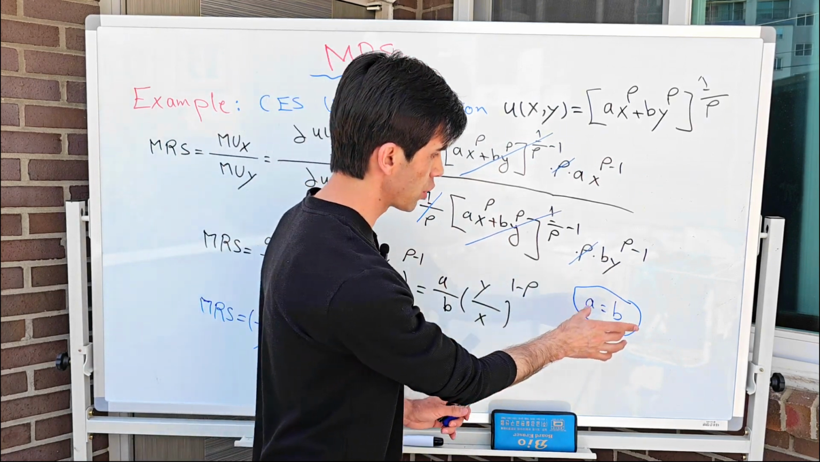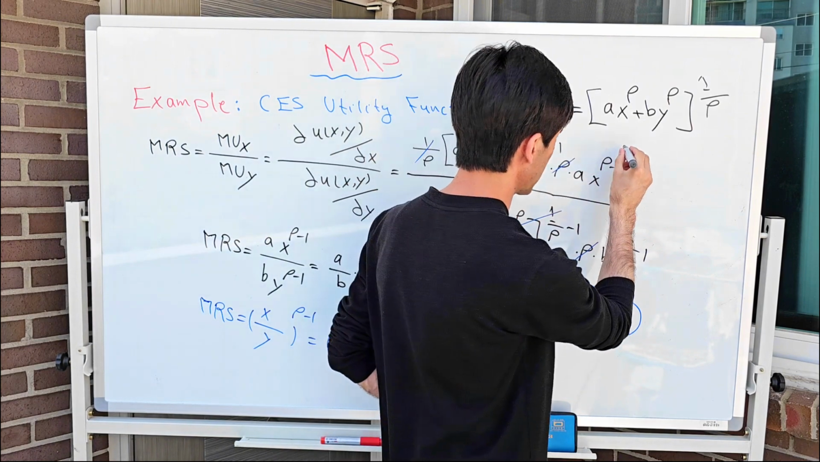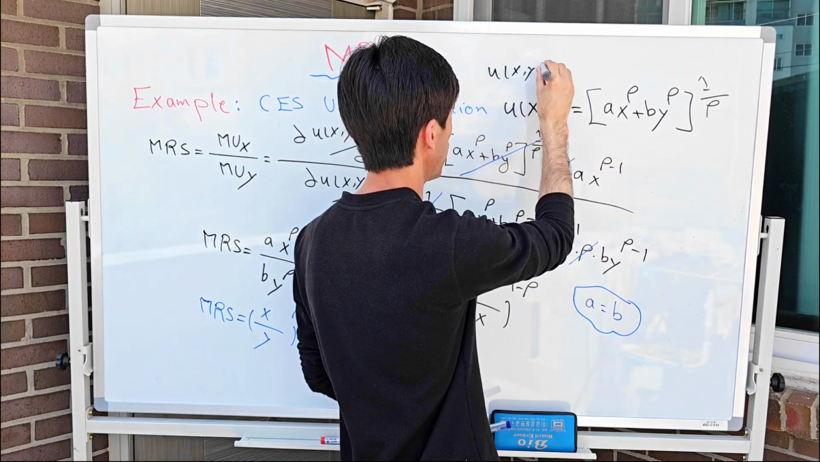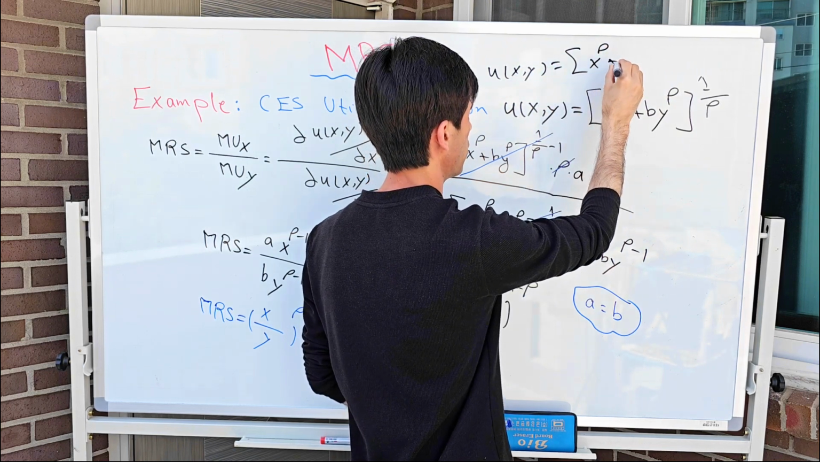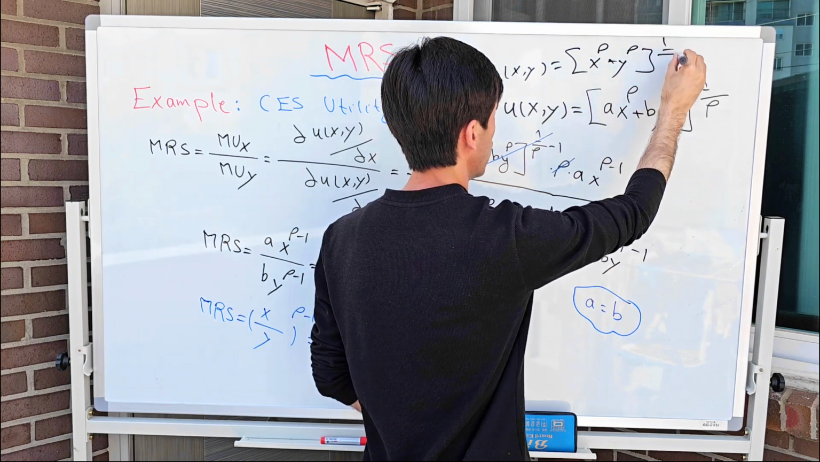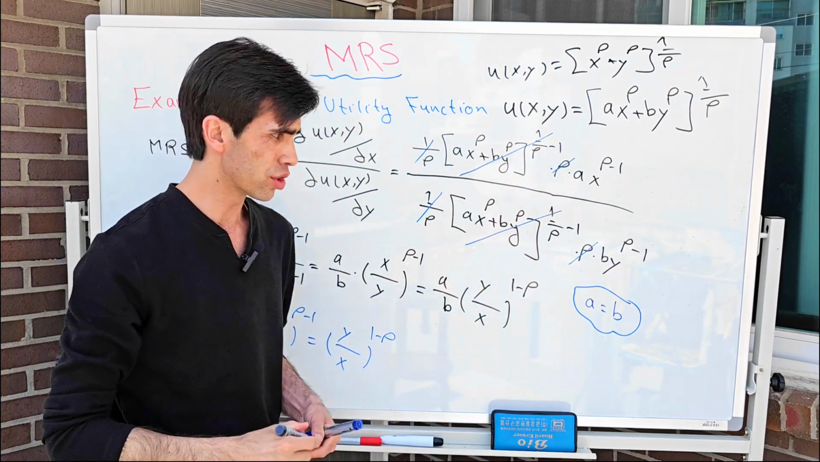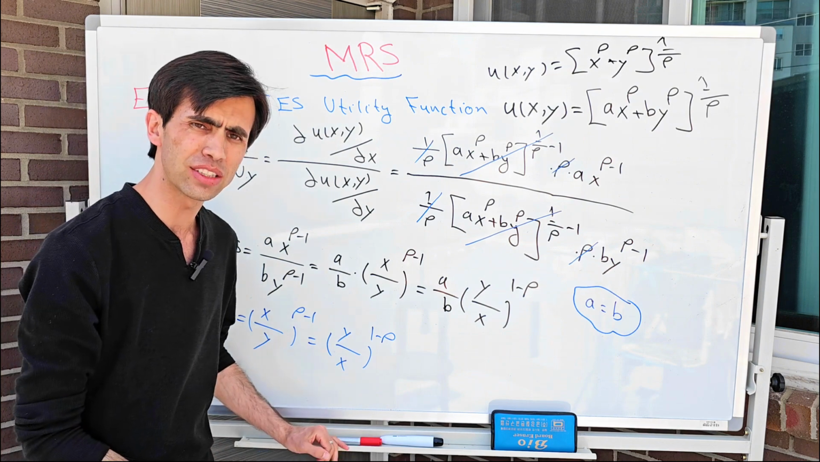So if a is equal to b and equal to 1, then this utility function will remain with only this one: U(x,y) is equal to (x to the power of rho plus y to the power of rho) whole to the power of 1 over rho, which makes it easier to solve. So this is it, the marginal rate of substitution for a CES utility function.